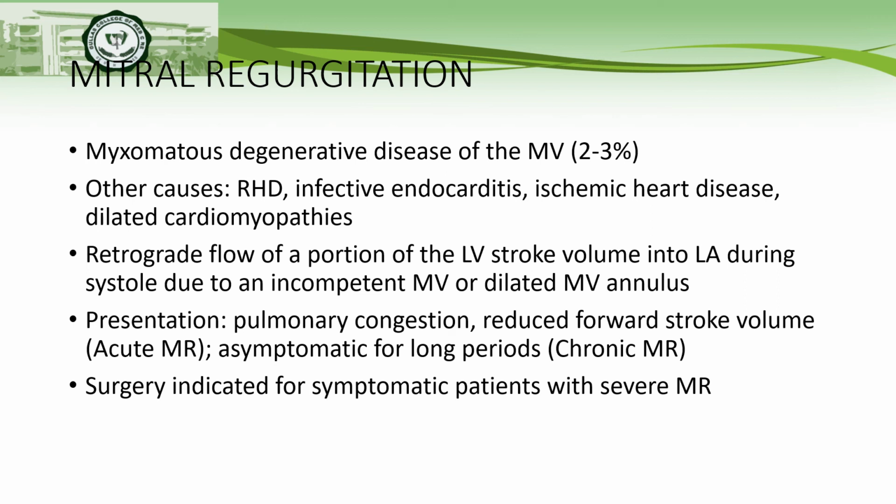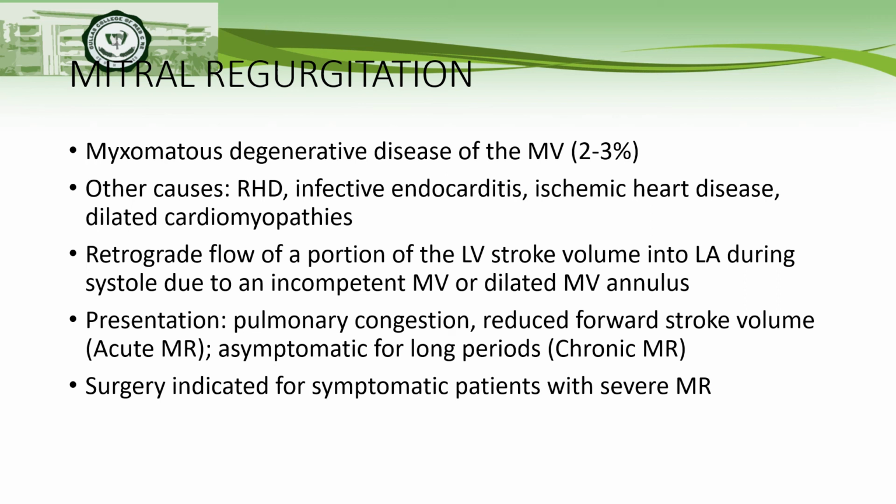Now let's go to mitral regurgitation. The most important cause of mitral regurg in the US is myxomatous degenerative disease of the mitral valve, which occurs in 2 to 3% of the population. Other important causes of MR include rheumatic heart disease, infective endocarditis, ischemic heart disease, and dilated cardiomyopathies.